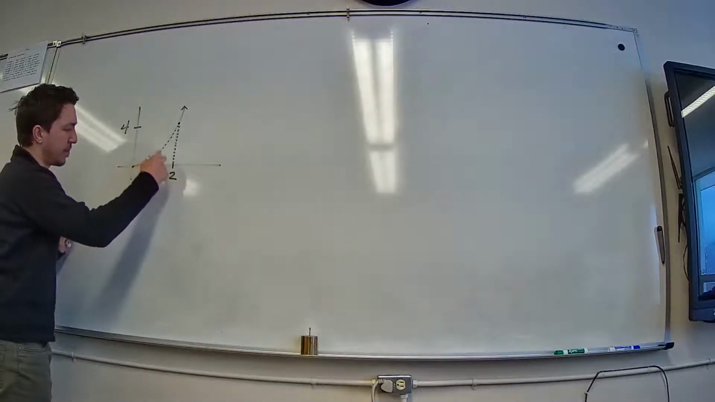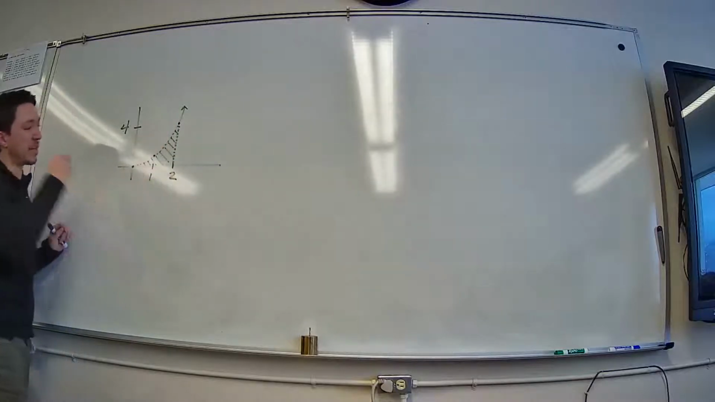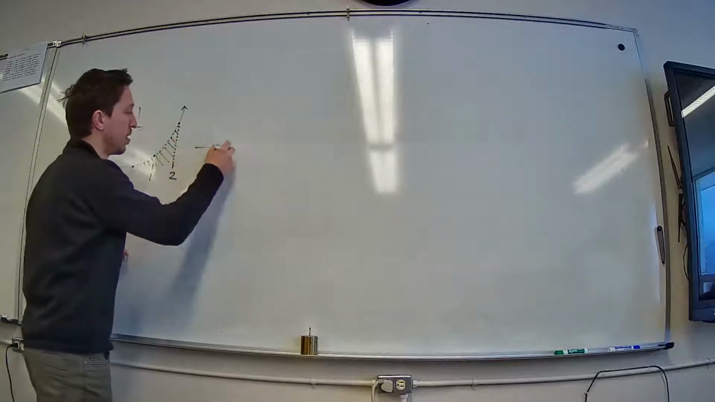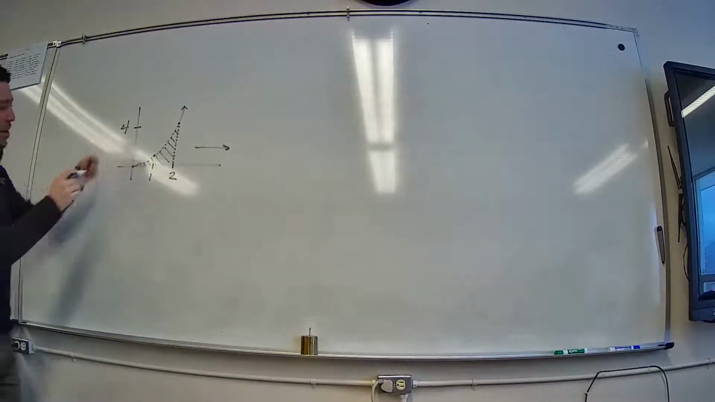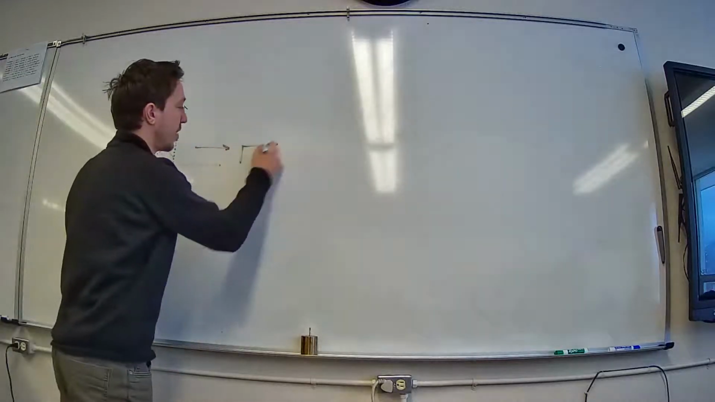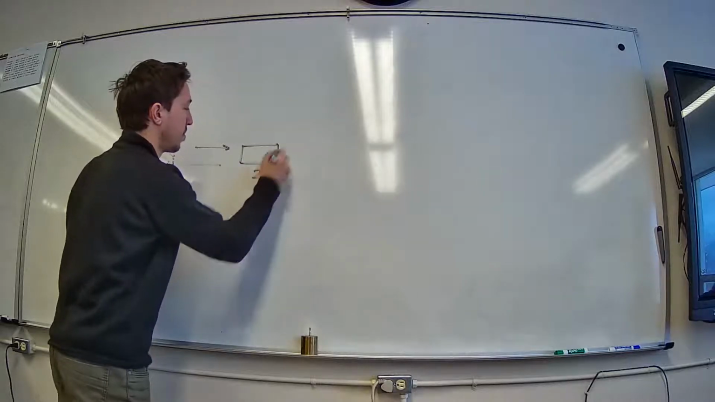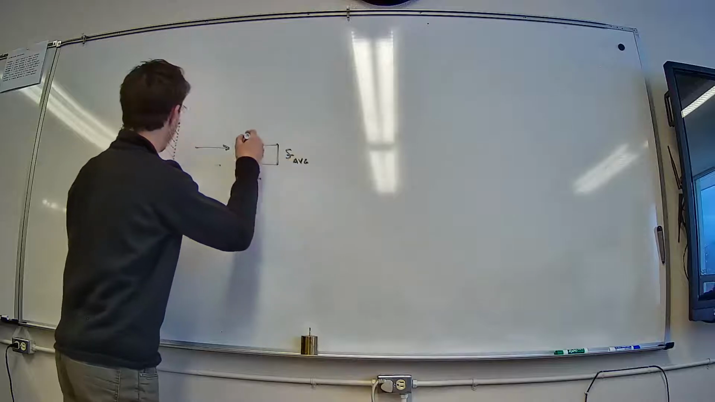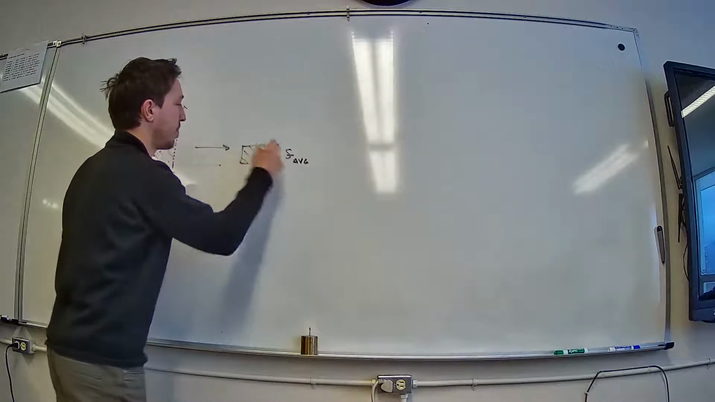Suppose we looked at this area and made the argument that the average value would be the value that, if this were a rectangle, would have the same area. How do you guys feel about that argument?